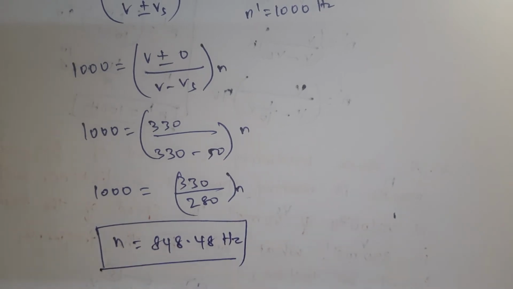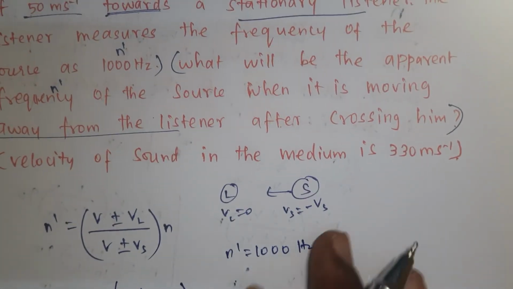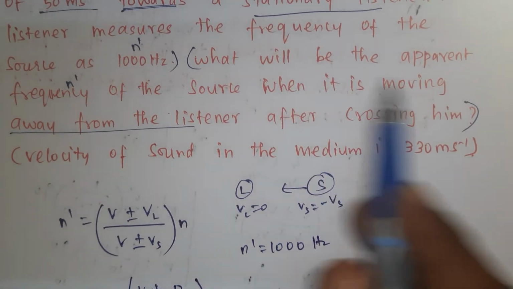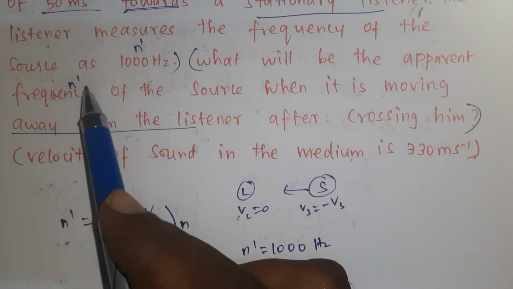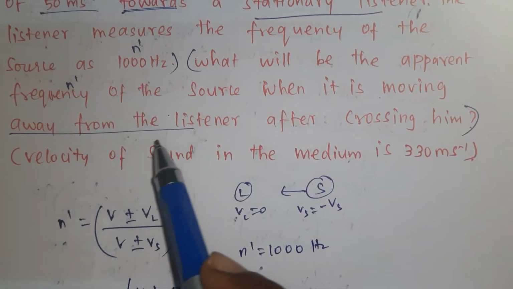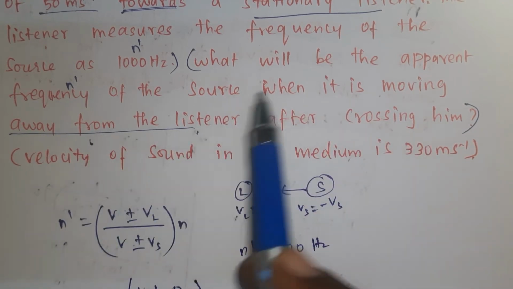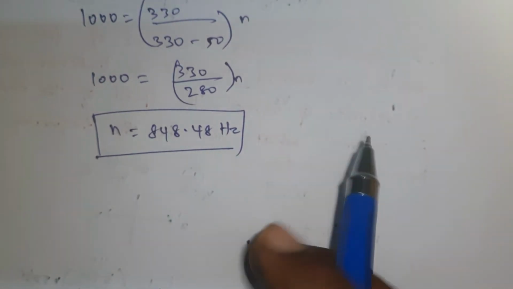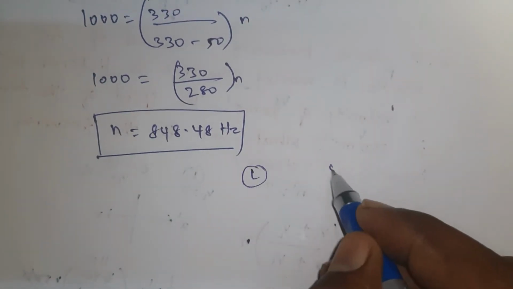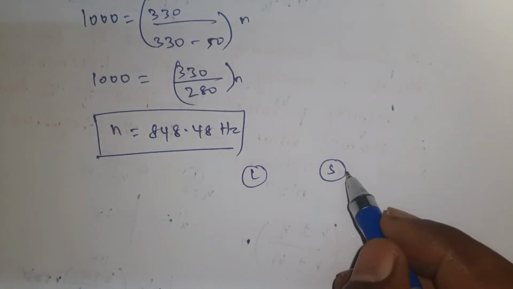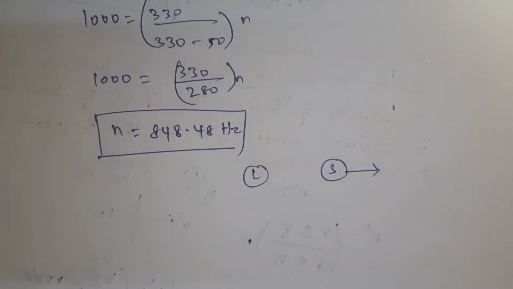This same source frequency applies for the second situation. In the second situation, what will be the apparent frequency? They are asking for n dash when the source is moving away from the listener after crossing m. So in the second situation, this is the listener, this is the source, and the source is going to move away from the listener.